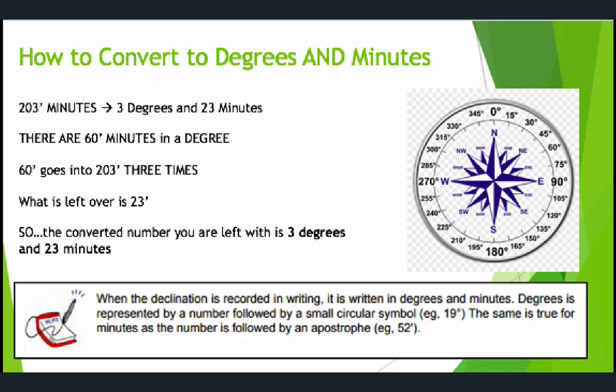As we know from the previous slide, 203 minutes is converted to 3 degrees and 23 minutes. Further, there are 60 minutes in a degree. 60 minutes goes into 203 minutes 3 times. That's what gives us our 3 degrees. What is left over is 23 minutes. So, the converted number you are left with is 3 degrees and 23 minutes.